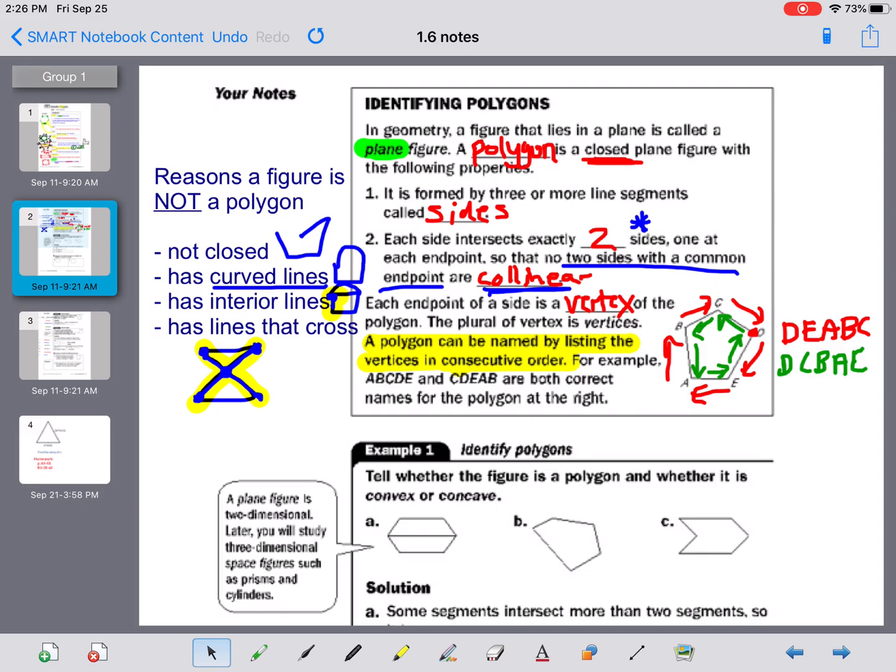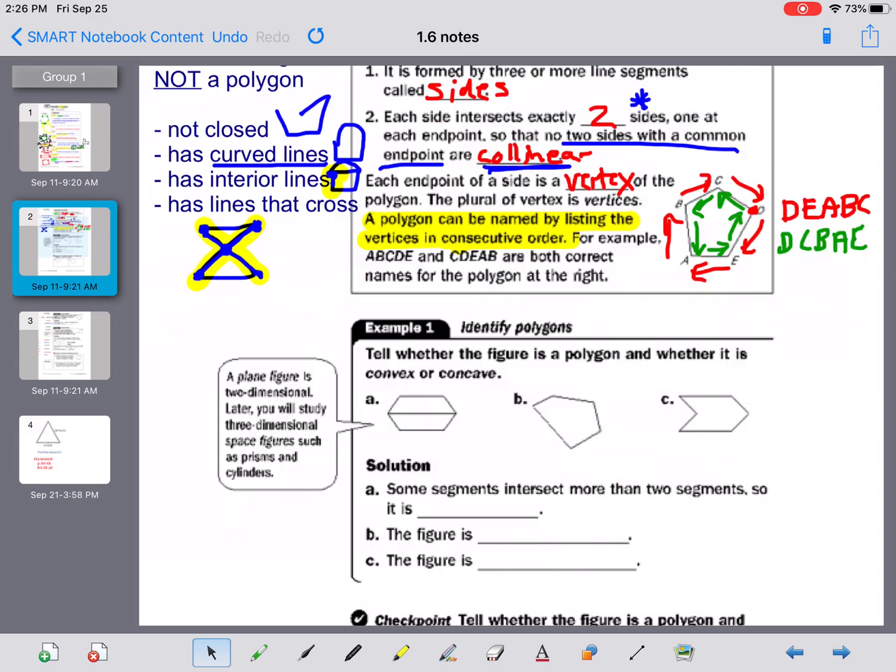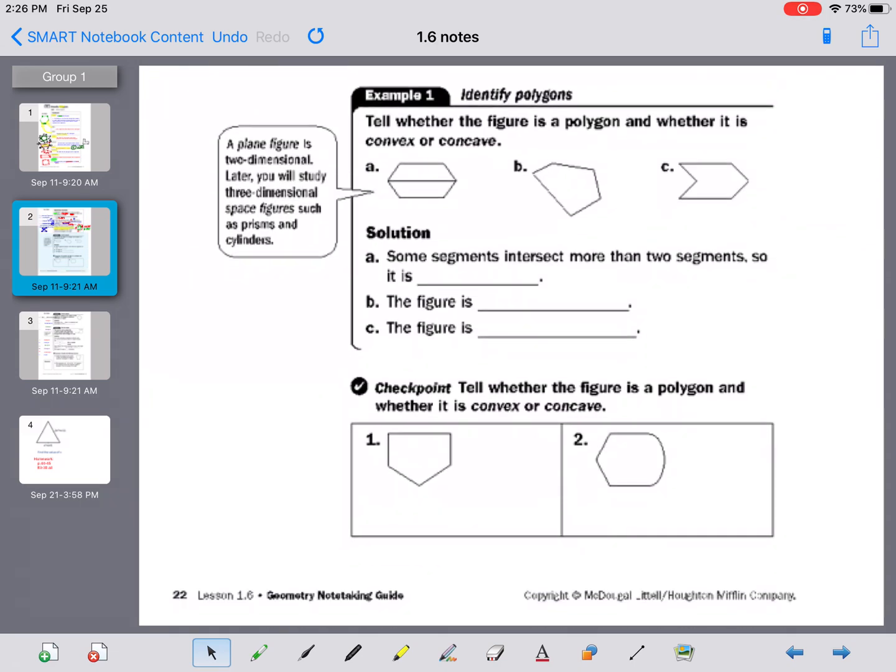Okay, going down to identifying polygons, down here at the next example. It says, tell whether each figure is a polygon and whether it's convex or concave. I'm going to add in there, just so we get the practice, if it's not a polygon, say why. So the first one, yes or no, is that a polygon?